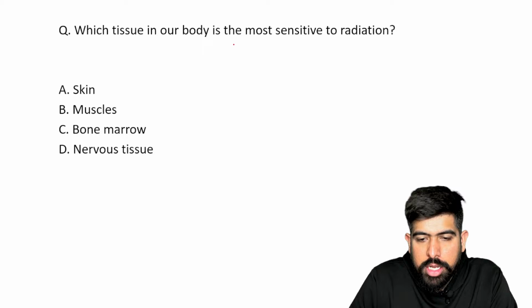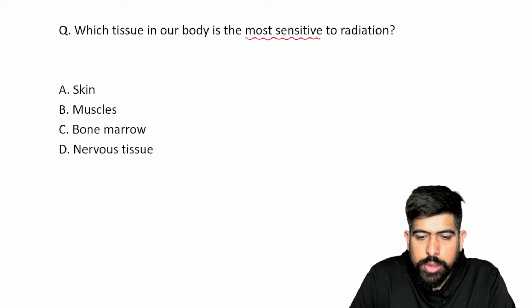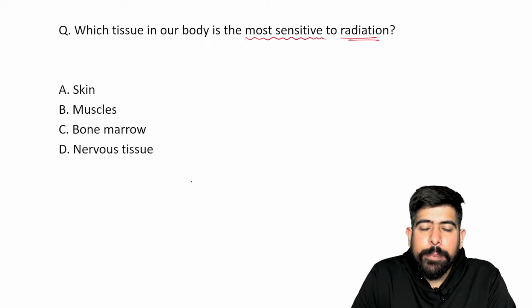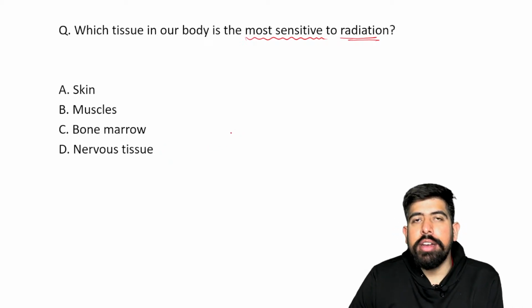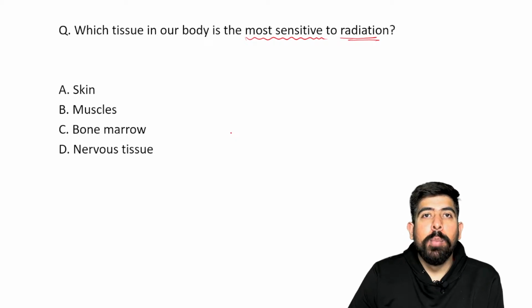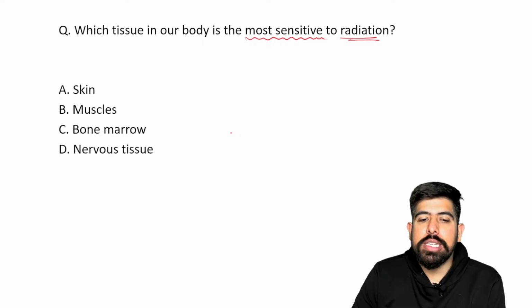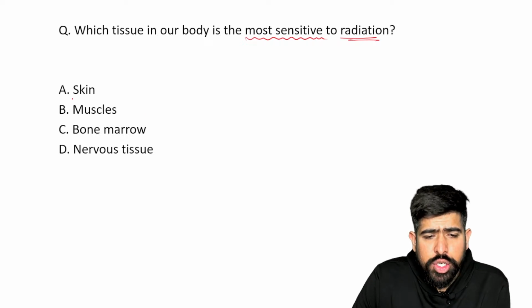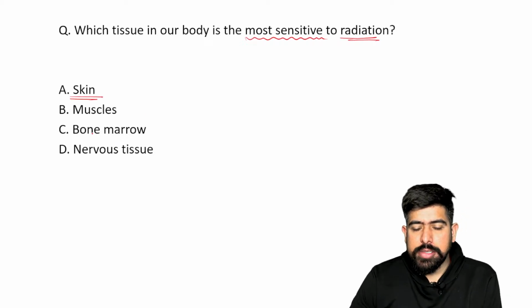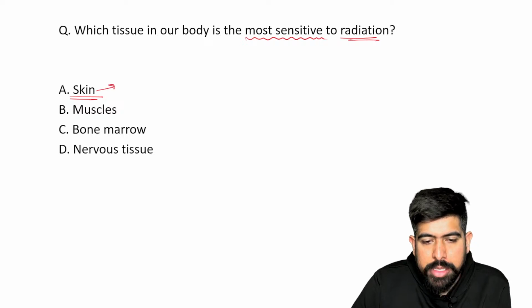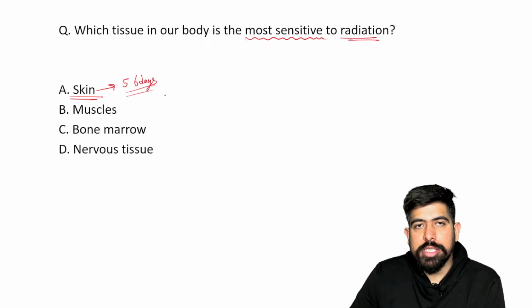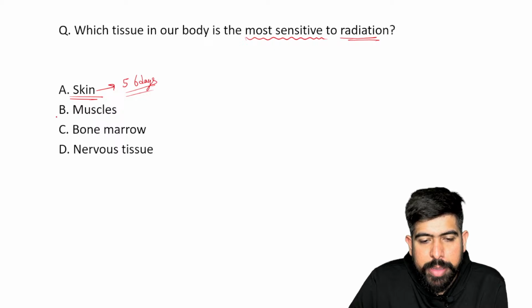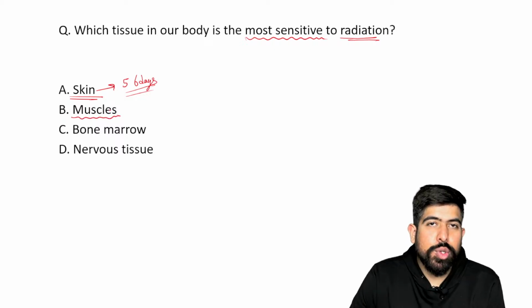They are asking which area in our body is the most radiosensitive. So guys, please remember that the radiosensitive areas are those with rapidly growing cells. Does our skin have rapidly growing cells? No, our skin turnover time is 56 days. Also, the muscles do not have too much cell growth.